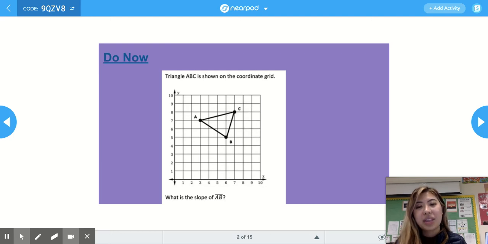Welcome to today's math lesson on identifying functions from points, also called ordered pairs, and graphs. Our do now is: triangle ABC is shown on the coordinate grid. What is the slope of line AB?